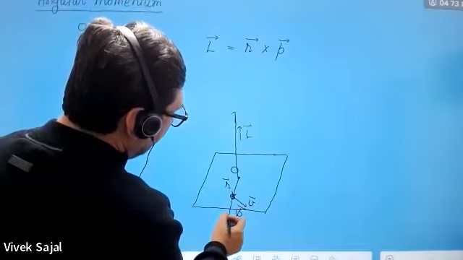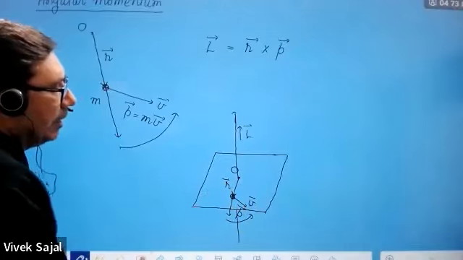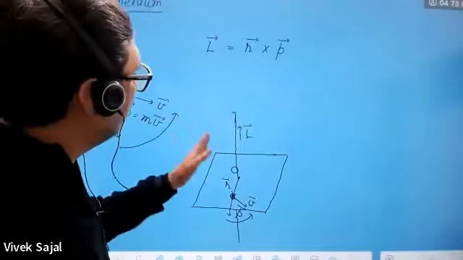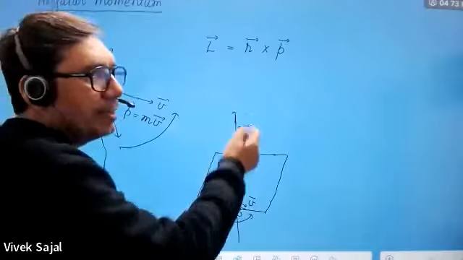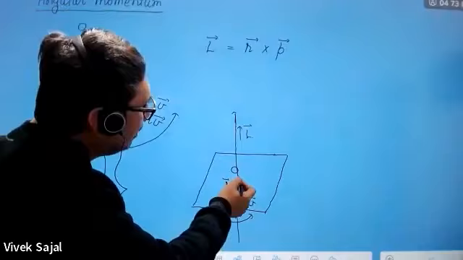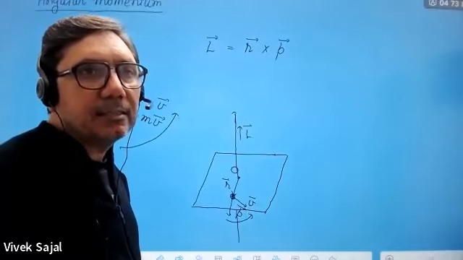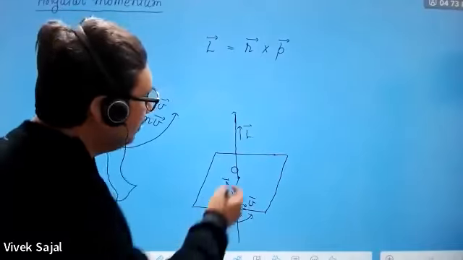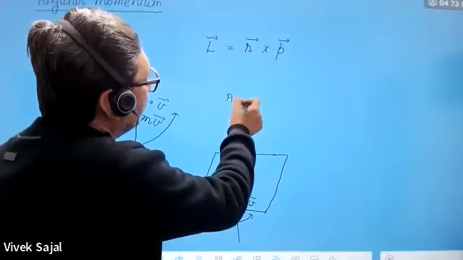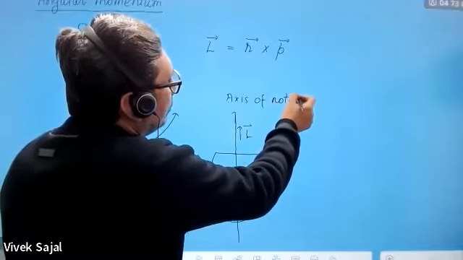You have to rotate your fingers like this, and that will be perpendicular to this plane in this direction. So basically here you can observe this L vector is very similar to the direction of the torque vector. This L vector is always along the axis of rotation. In which direction will this L vector be? It will be parallel to the axis of rotation. This is the axis of rotation. So the L vector is parallel to the axis of rotation.